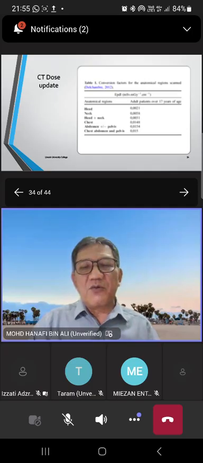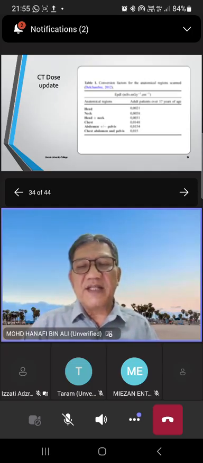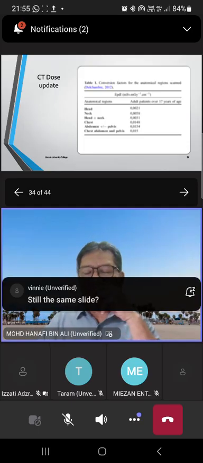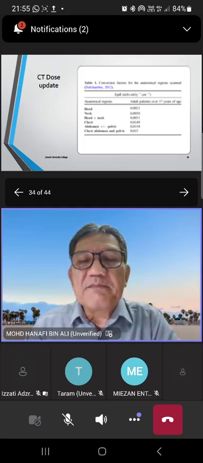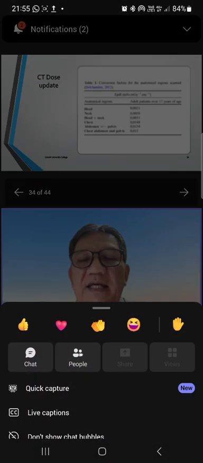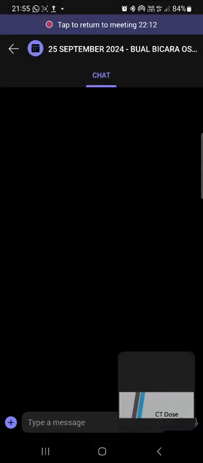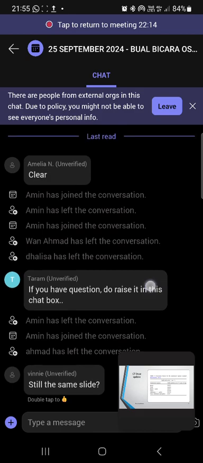Okay, so these are the numbers that we need to multiply if you want to convert to millisievert. You see the units millisievert, milligray, and centimeter. So from there we can get the millisievert unit.